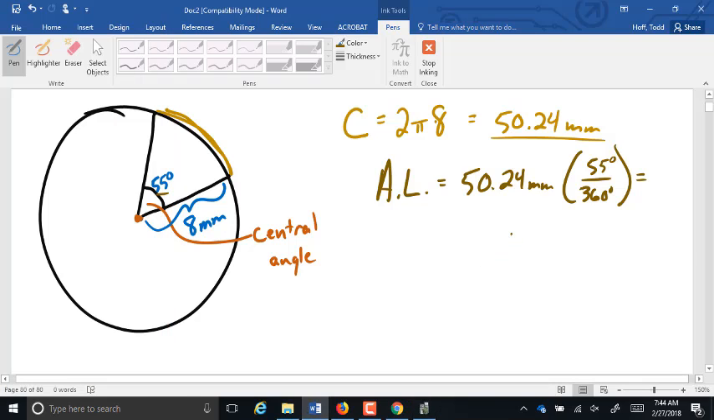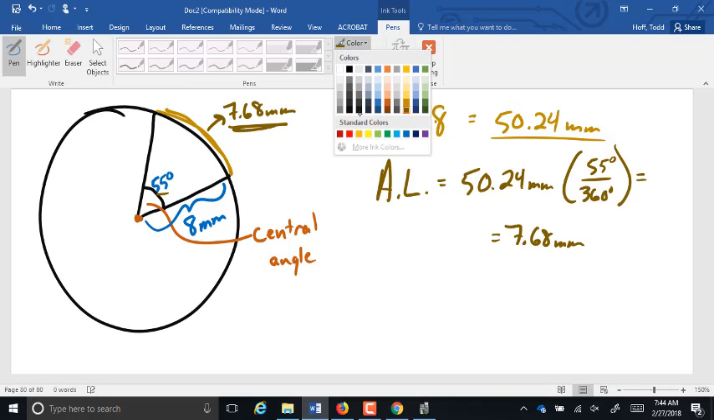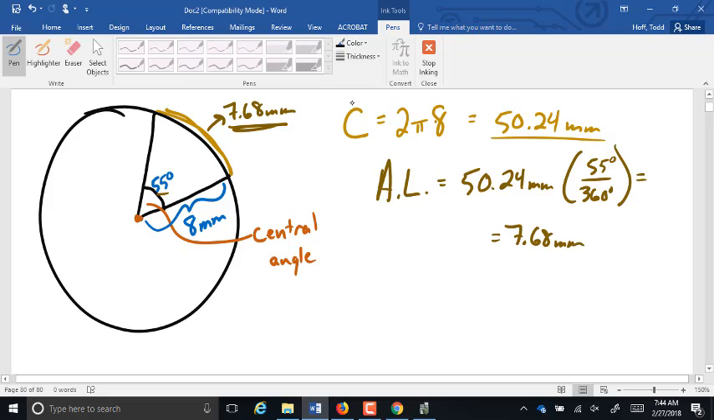So it's 7.68 millimeters of arc length there. So that's stuff that we've looked at before. What if in this same circle, I have another 55-degree angle? What do I know about that arc length? 7.68 millimeters.